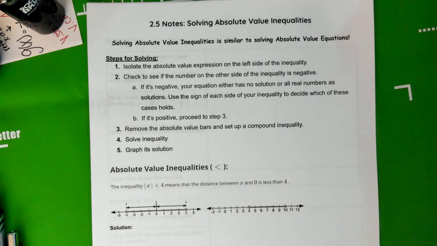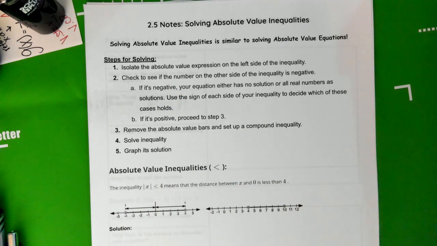Now, solving absolute value inequalities is very similar to solving absolute value equations. The steps mostly are the same. You still start by isolating your absolute value expression, which means you have to get your absolute value bars by themselves, nothing in front, nothing afterwards. We still have to be careful about the negative cases.